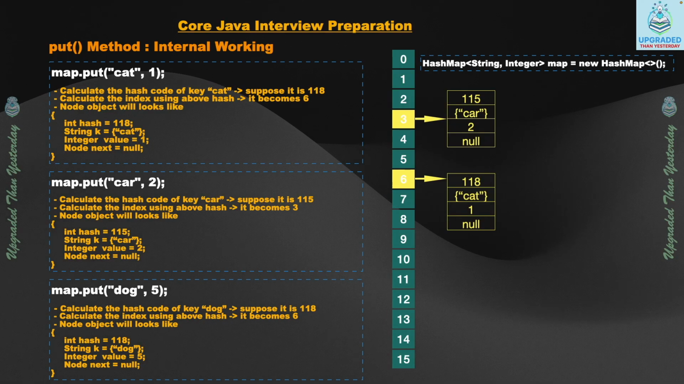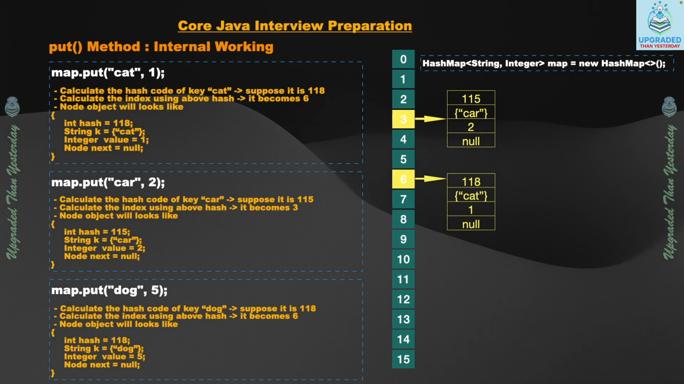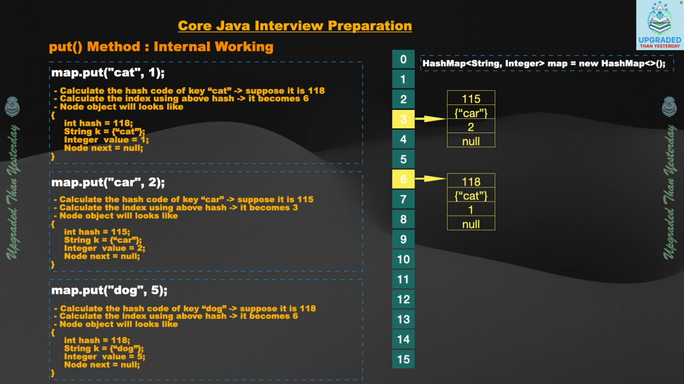Internally, as we have seen before, at first it will calculate the hash code for the key dog using the method hashCode, and suppose the calculated hash code for the key dog is 118. For the hash code 118, the bucket position will be 6. So the node object will look like: hash code will be 118, key is dog, value is 5, next reference will be null.